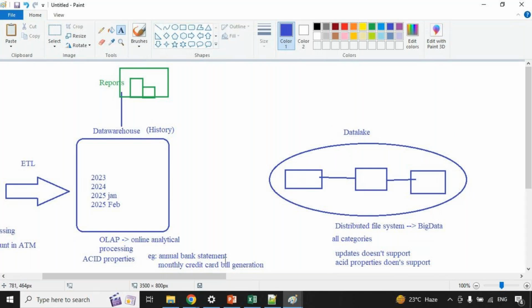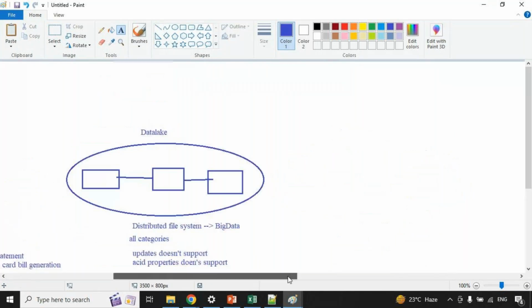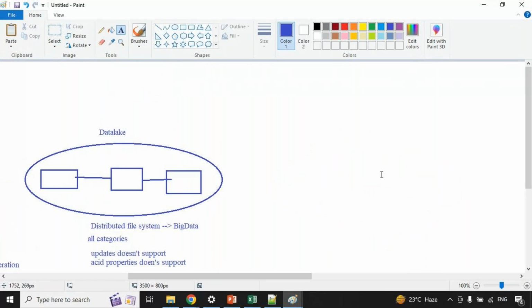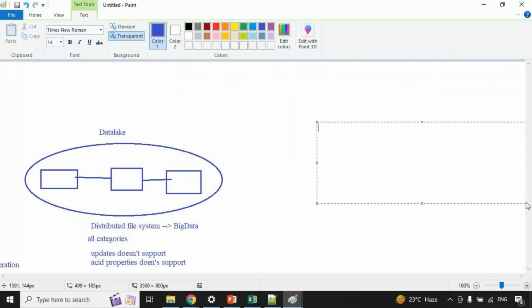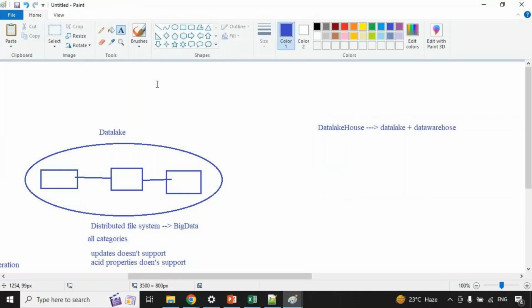That's why one more component, the data lakehouse, came into the picture. The name itself indicates a data lake plus a data warehouse. Here we can maintain all categories of data, like in a data lake.